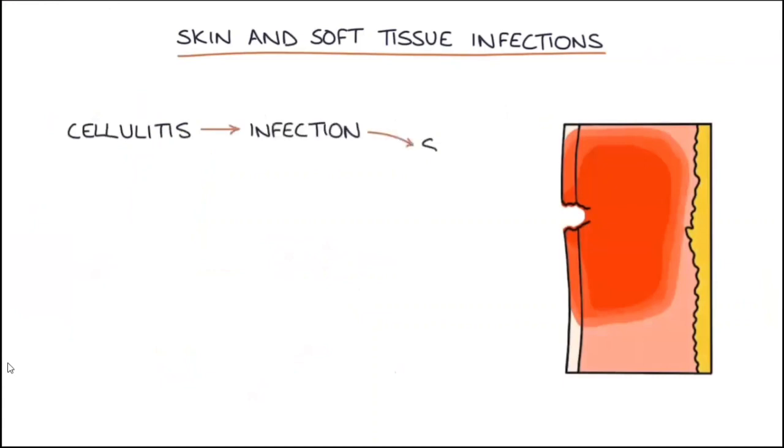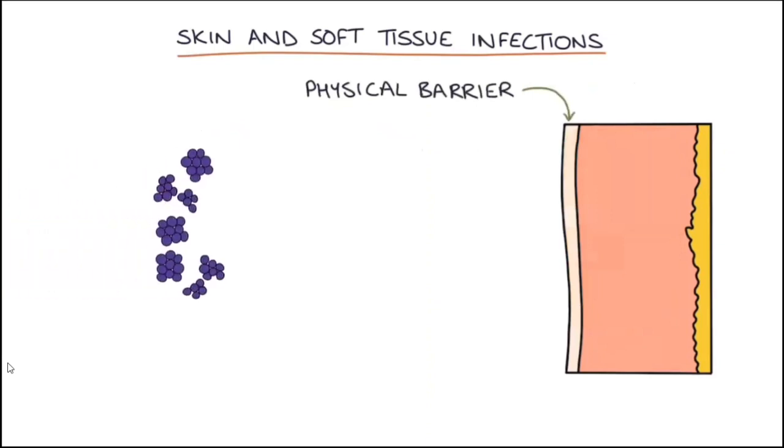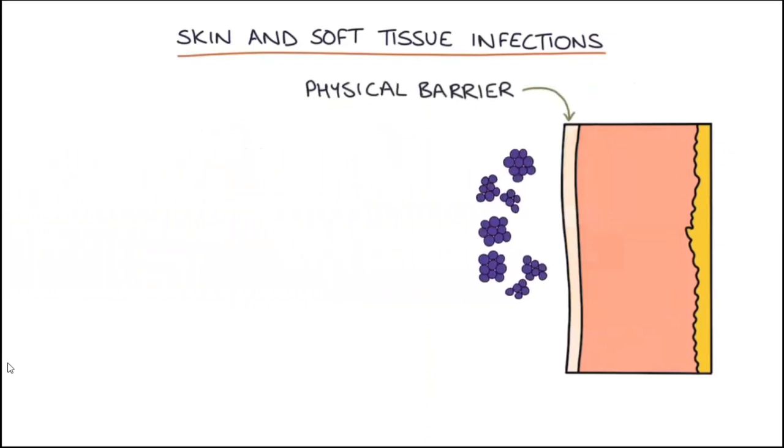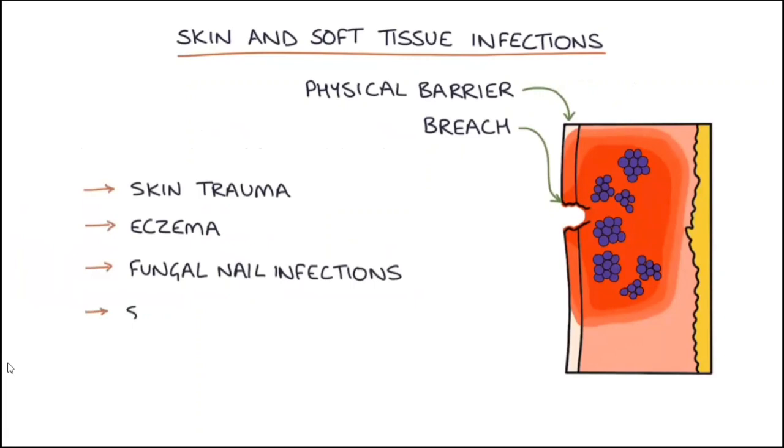Cellulitis is an infection of the skin and the soft tissues underneath. Skin is normally a very effective physical barrier between the environment and the soft tissues underneath. When a patient presents with cellulitis, look for a breach in the skin barrier and a point of entry for bacteria. This may be due to skin trauma, eczema, fungal nail infections, or skin ulcers.